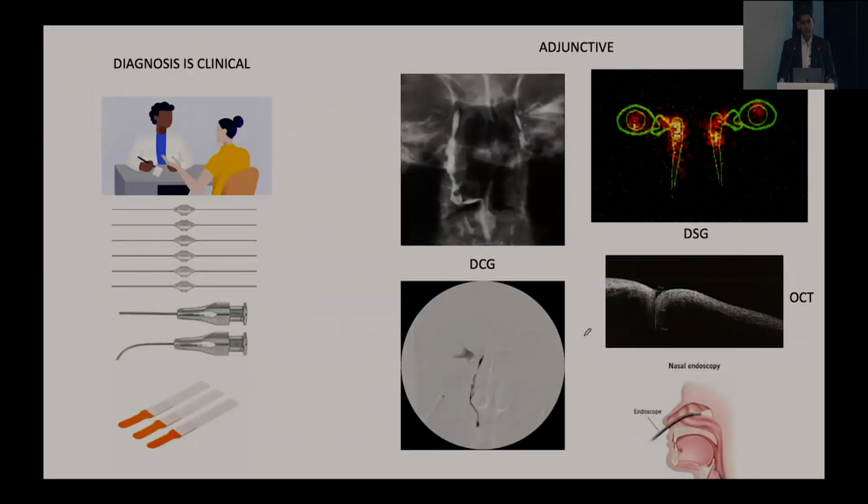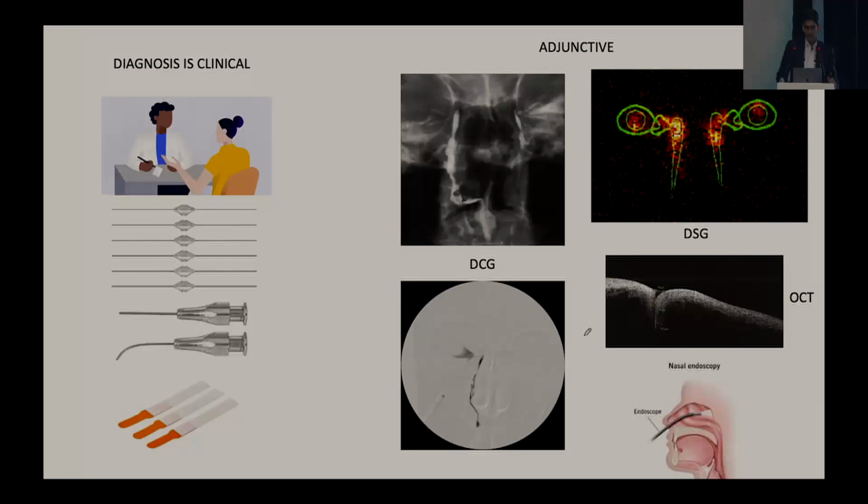Now, how do you evaluate the lacrimal system? In this case, the diagnosis is mostly clinical. You need very few equipments, very cheap equipments to diagnose any pathology of the lacrimal system. You don't need very expensive equipments like you do for specular microscopy.